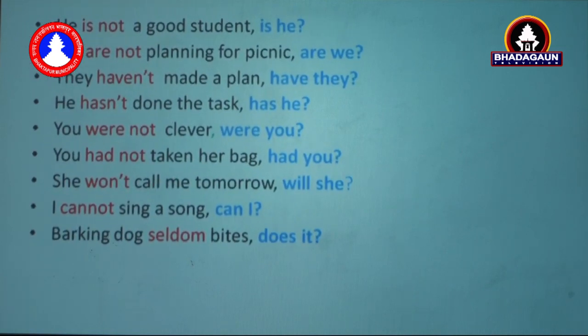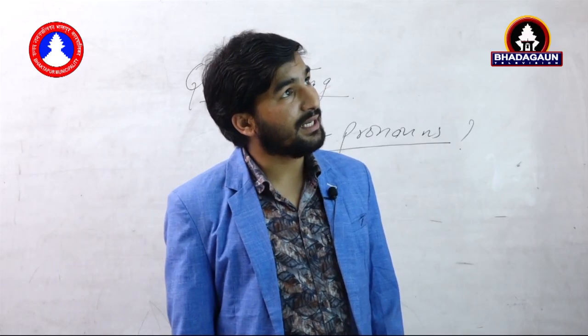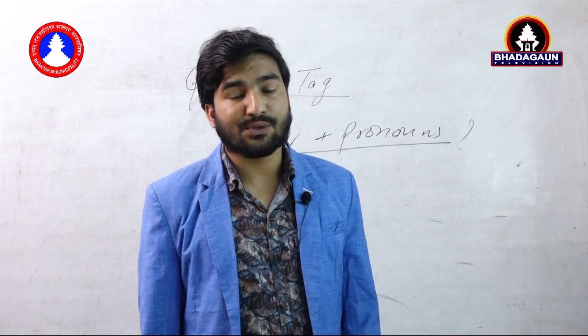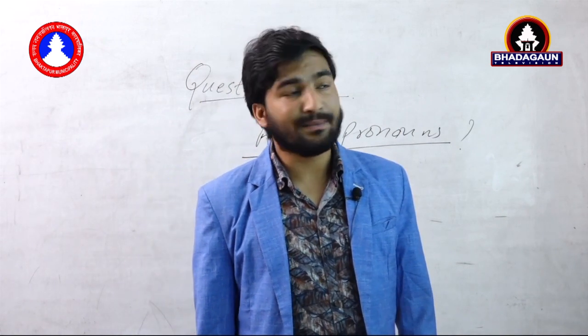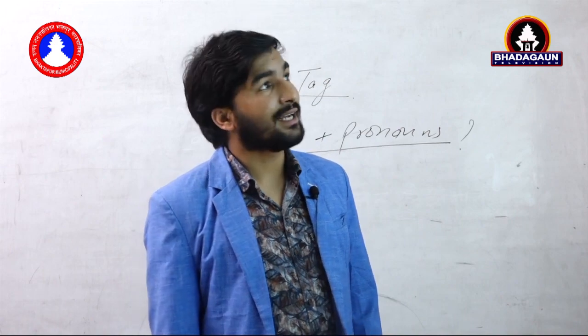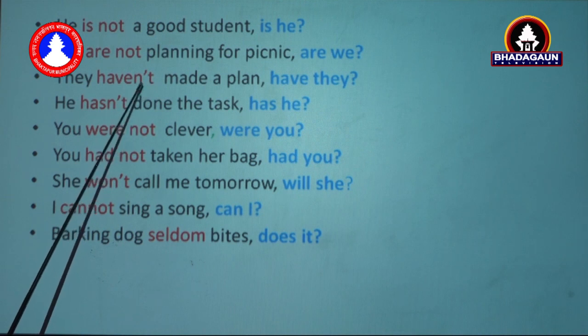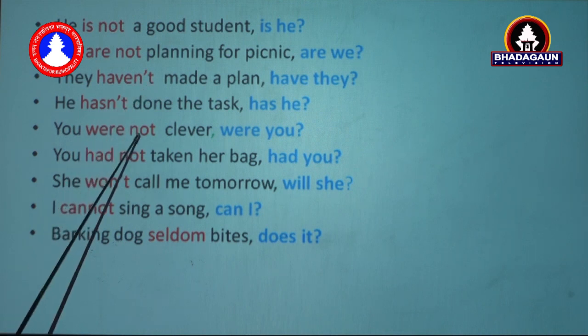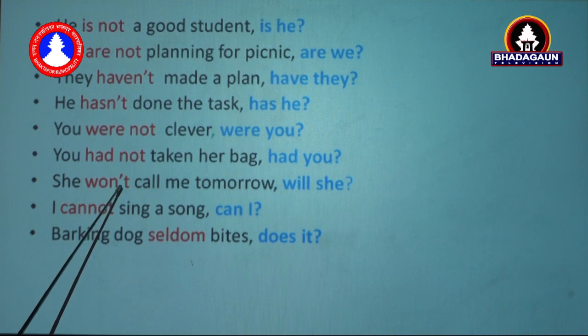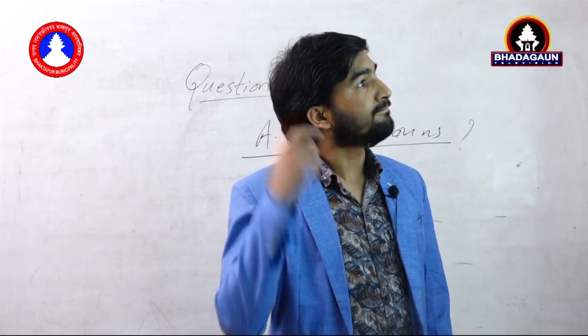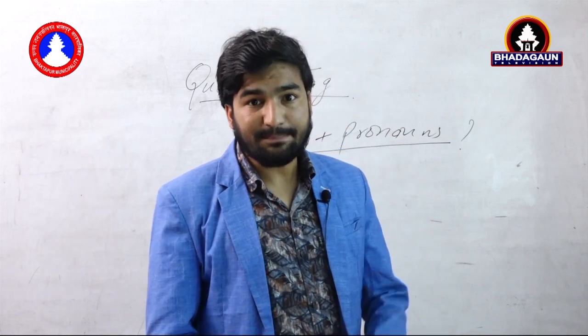So now see, all these sentences are negative. Now we are dealing with the negative sentence. In the previous screen, you have seen all of the statements were positive, affirmative, so we made a negative tag. Now all of the sentences are negative because not is here, haven't, hasn't, won't, cannot, and seldom is also a negative word. So if the assertive sentences are negative, we have to use the positive tag.